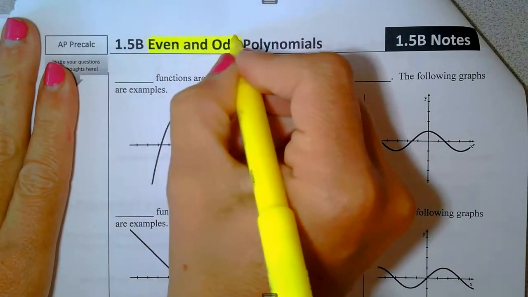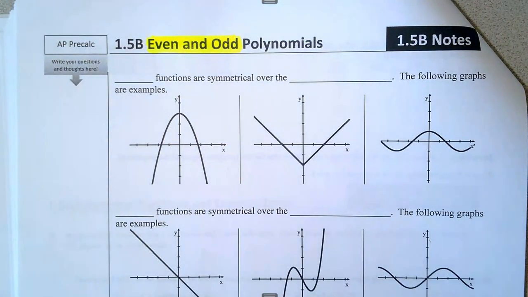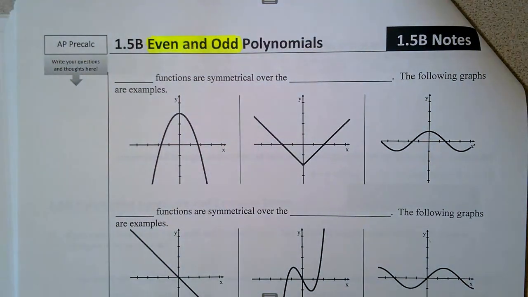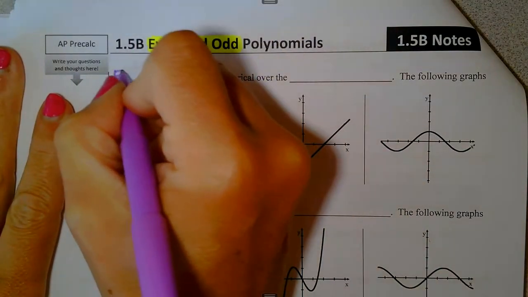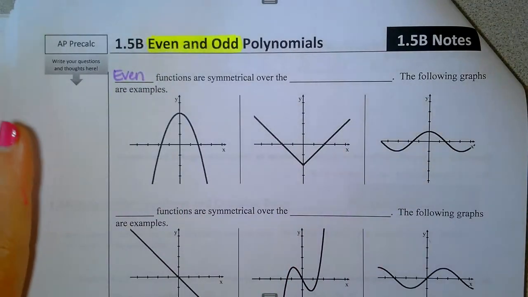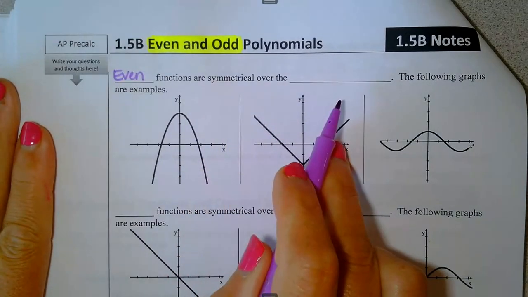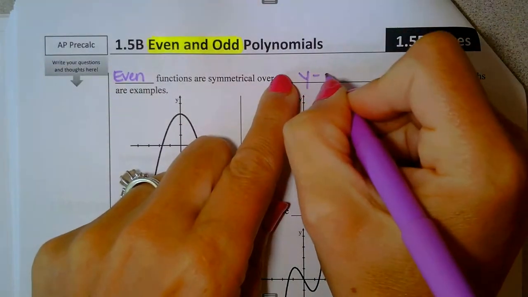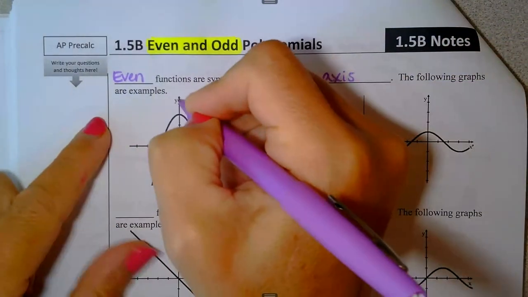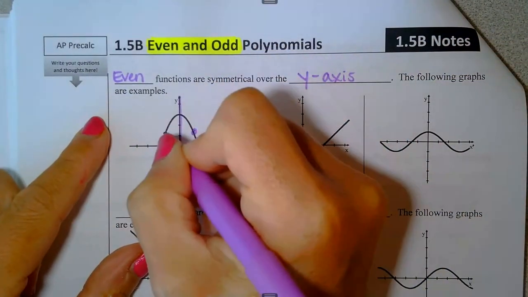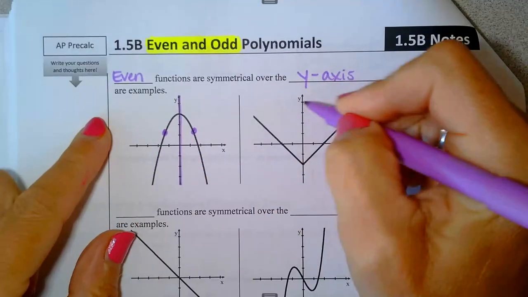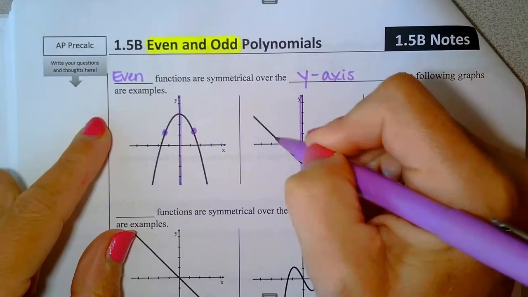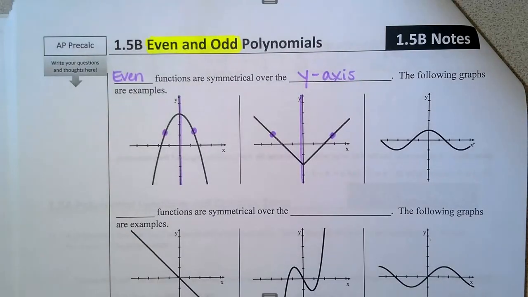1.5b is about even and odd polynomials. All right? So, even functions, if you look at these examples, they are symmetrical over what, do you think? The y-axis. They are symmetrical over the y-axis, and so like if I drew a line down here, this dot would reflect over to that dot, same thing here, y-axis. This dot goes to this dot, easy, right? Yeah? Okay?